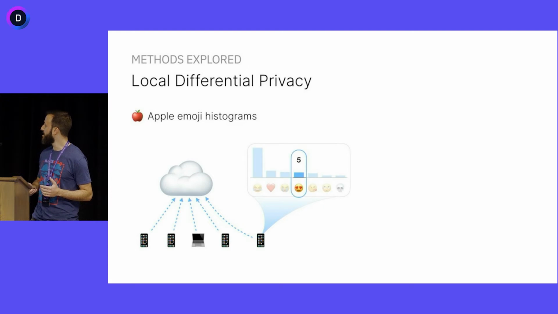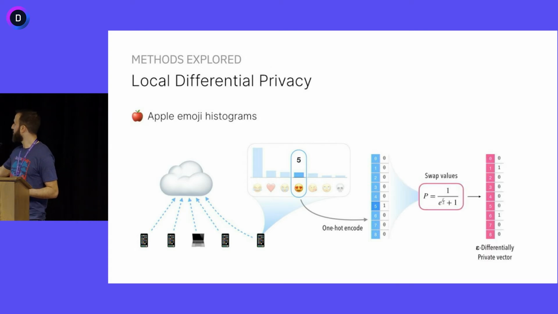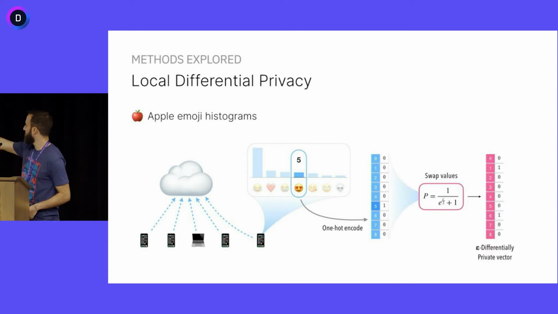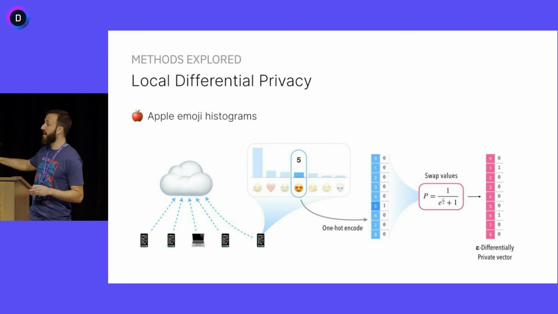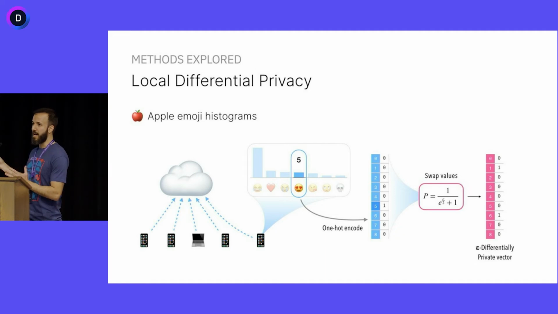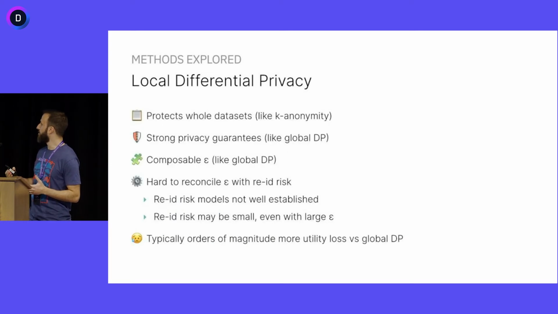What they do is they take the histogram value, it's encoded into a one-hot encoded vector, and then using this probability here, and epsilon is in the denominator here, we swap every single value in the vector on this probability, and then now we have produced an epsilon differentially private vector, and that goes to Apple. So this protects whole data sets like k-anonymity. That's nice, and it offers us strong privacy guarantees like a composable epsilon, like global differential privacy.